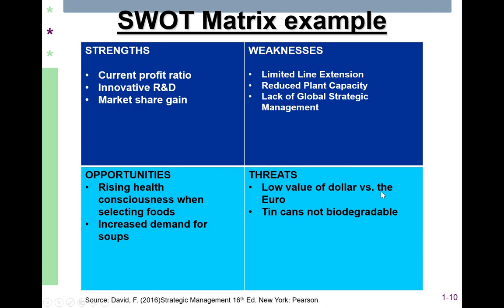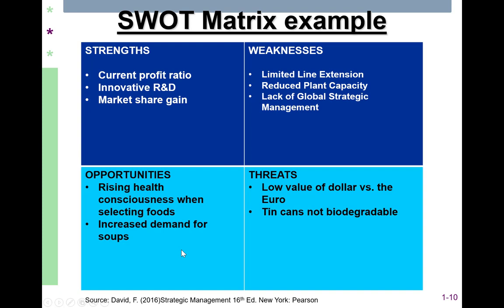Here's an example that this gentleman, Mr. David, came up with, looking at Campbell's Soup. All right, so of course you know Campbell's Soup, Campbell's Foods. Let's say they did a fictitious SWOT. So you have your strengths: the profit ratio is good, they have great R&D, they're good in their market share. But they have weaknesses: limited line extension, plant capacity, global strategic management's not working well.